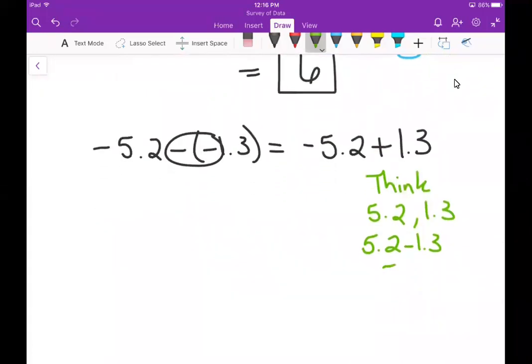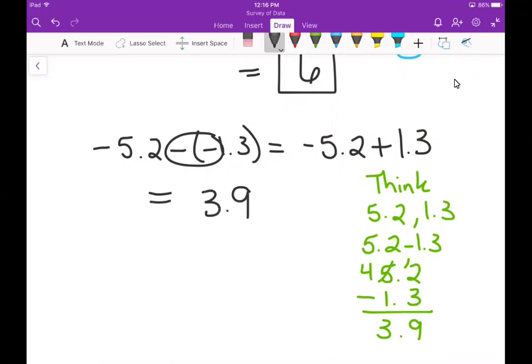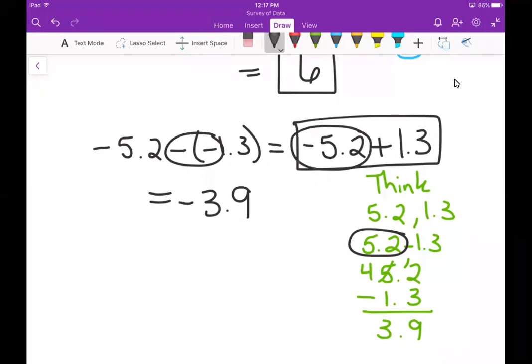Anytime I'm doing subtraction by hand, I like to write it vertically. I'm going to need to borrow from the 5, and I will end up here with 3.9. Now always check your final sign. So here my answer is going to be positive or negative 3.9. Look here to think about whether it should be positive or negative. 5.2 was our bigger number. It started off negative, which means my final answer should be negative.